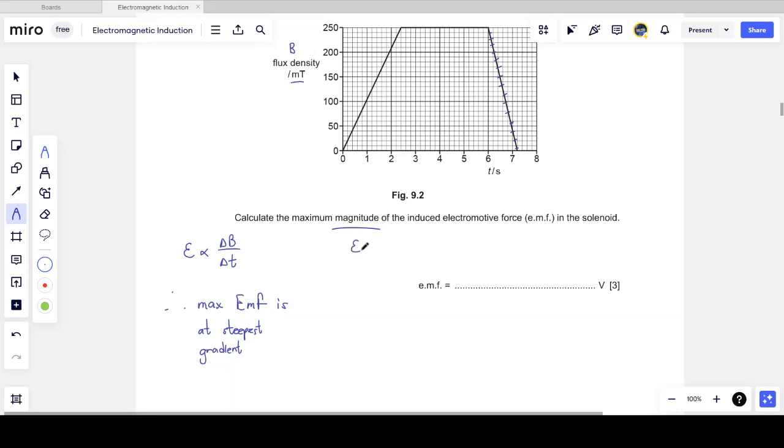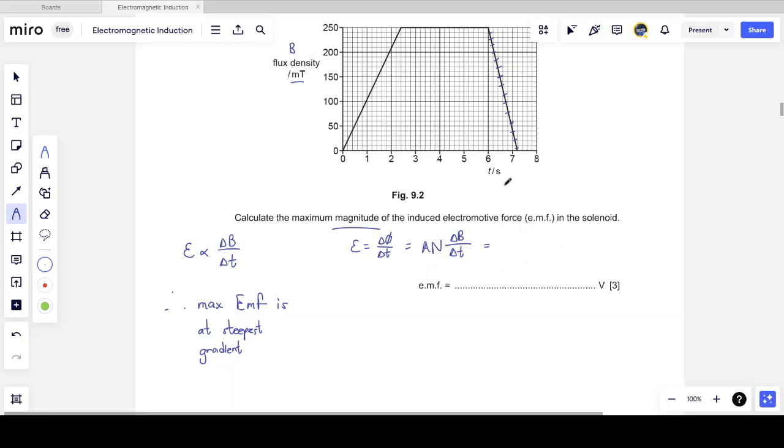So this EMF, if I remember my equation, is delta phi over delta t. But I can also write phi as BAN, as I did in the definition. So that's where the definition came in handy. So I'm going to write this as: the area of the loop is staying constant and the number of turns is staying constant, but the magnetic flux density is changing with time. So yes, it's delta BAN over delta t, but A and N are constants, so I can bring them out.